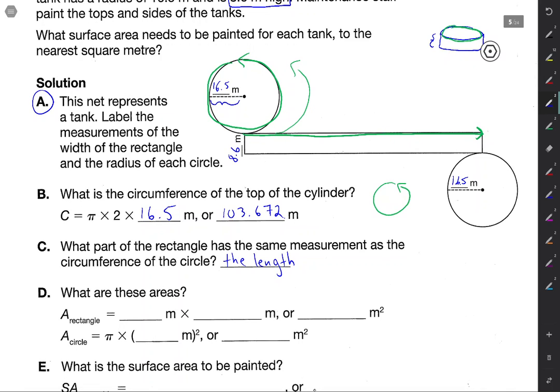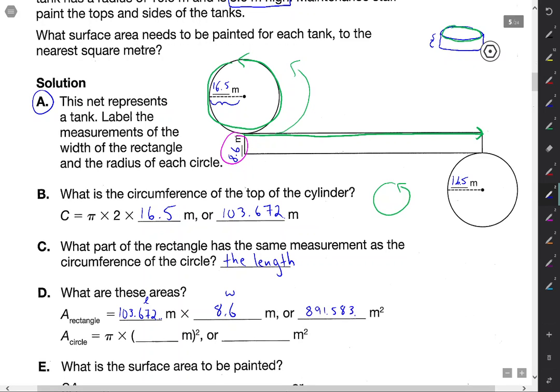Therefore, let's find the area of the rectangle. So the area of the rectangle is length times width. So in this case, we'll put the length here, which is 103.672, and the width is 8.6. That's that measurement that we have on the side over here that they gave to us. So if we plug this into our calculator, we will get 891.583 meters squared.